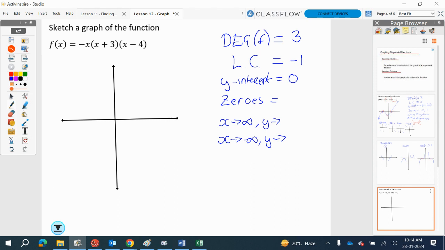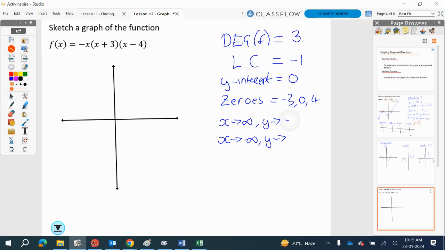What are the zeros? 0, -3, 4. Always try and list your zeros from smallest to largest. It's just neat.